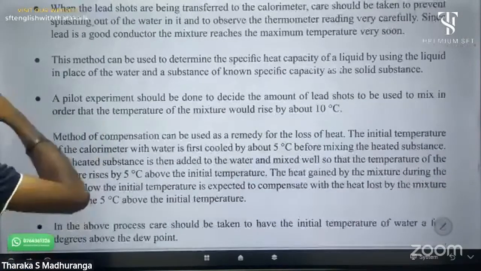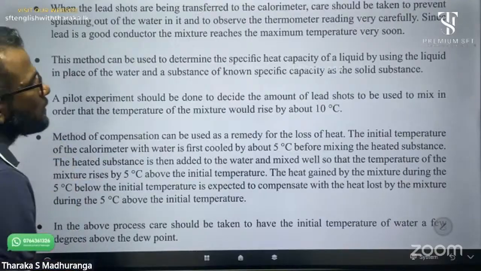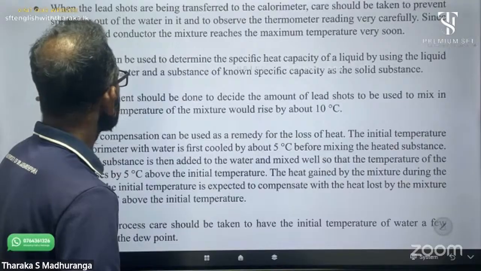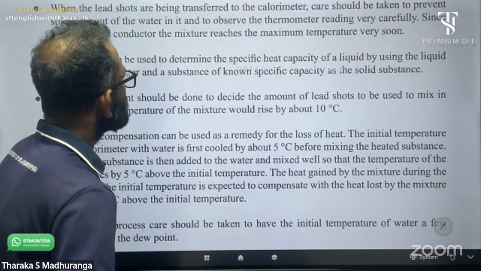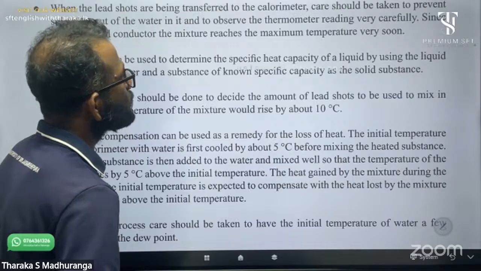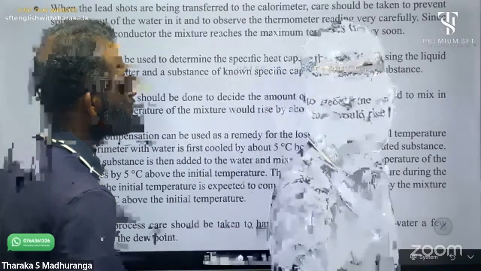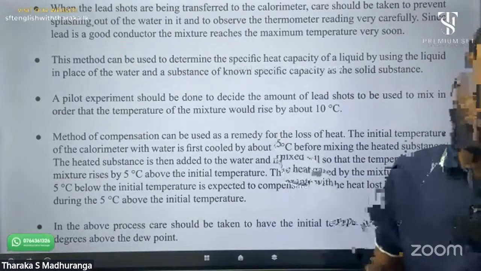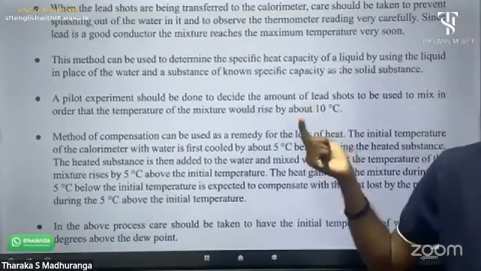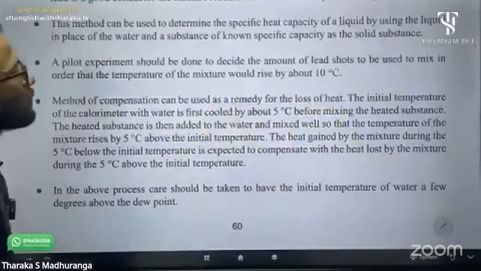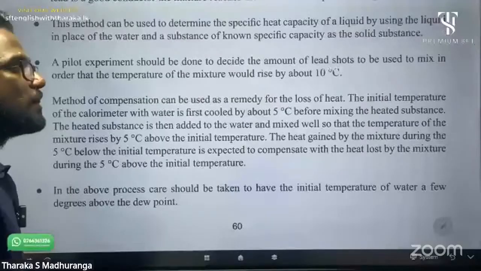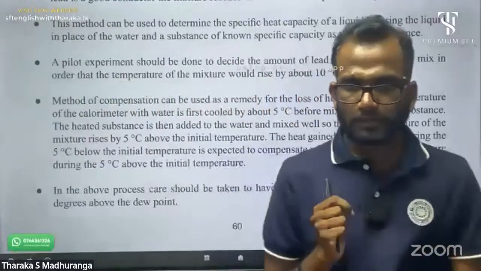Yes. This method can be used to determine the specific heat capacity of a liquid by using the liquid in place of water and a solid substance of known specific heat capacity. Yes, we can use this experiment to measure the specific heat capacity of a liquid as well. A pilot experiment should be done to decide the amount of lead shot to be used, so that the temperature of the mixture would rise about 10 Celsius. That's the most important thing.